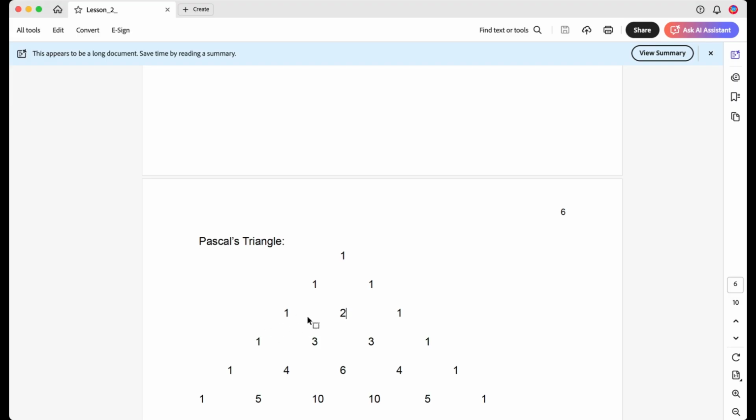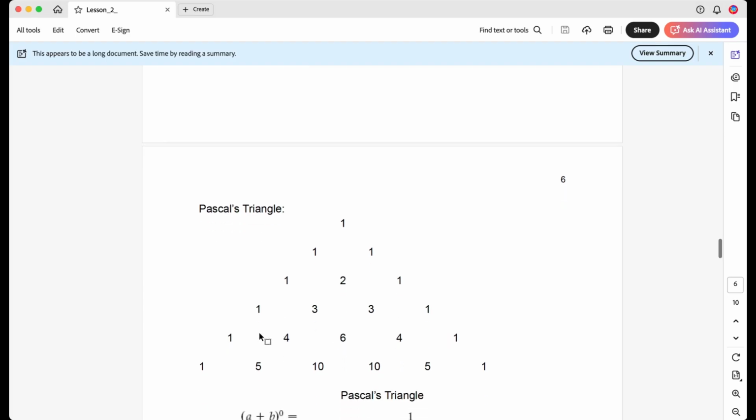It's 1, then 1 plus 2 is 3, 2 plus 1 is 3, and then a 1. So it's 1, 3, 3, 1. The next line, we have 1, and then 1 plus 3 is 4. 3 plus 3 makes 6. 3 and 1, 4, and then bring down the 1. Finally, we have 1. 1 plus 4 is 5. 4 plus 6 is 10. 6 plus 4 is 10. 4 plus 1 is 5, and bring down the 1. So those generate the coefficients for x plus y to the nth power.